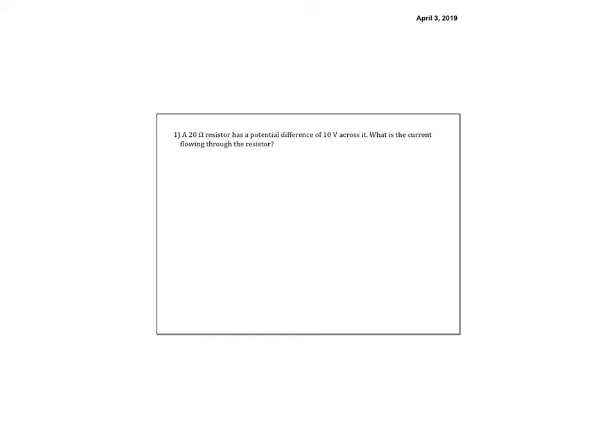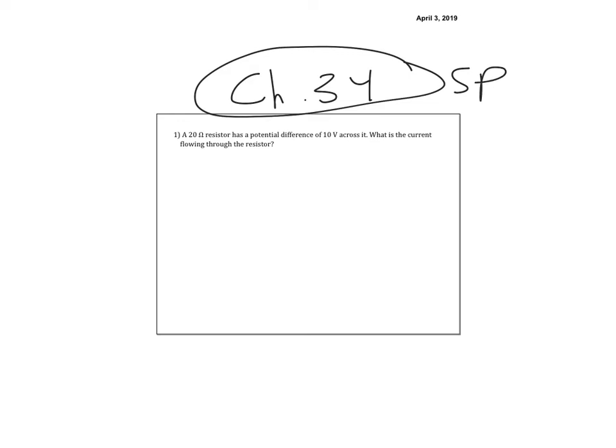This is regular physics, sample problems, chapter 34. That's where you should be. You should be in chapter 34, sample problems. Let's see what it says. A 20 ohm resistor has a potential difference of 10 volts across it. What is the current flowing through the resistor?